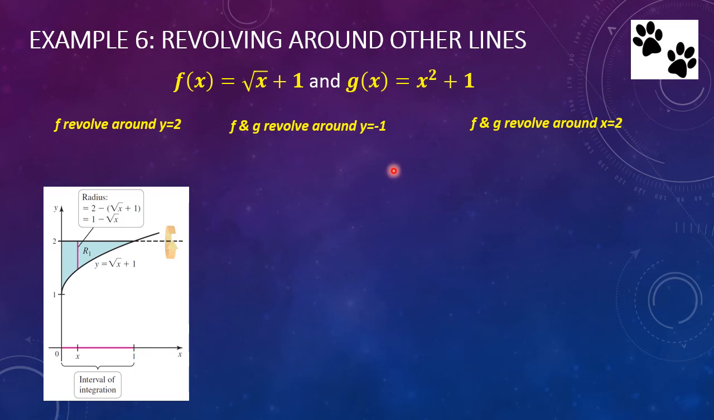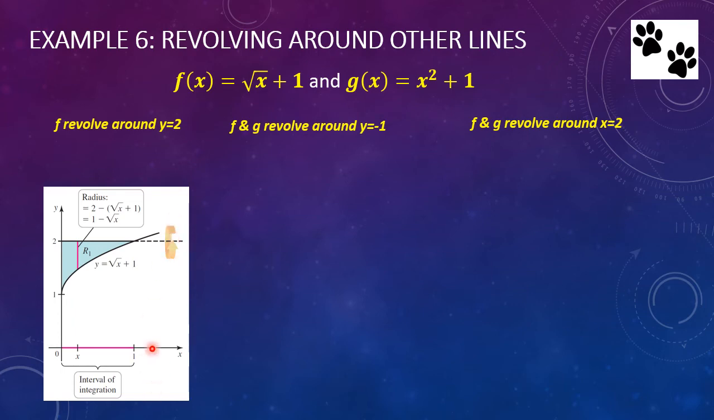And we have different revolutions. So this first problem, A, is just the function f revolving around y equals 2. And you can see that here. Here's where we're revolving around. There's our function f of x. Okay. And we're revolving around up here.